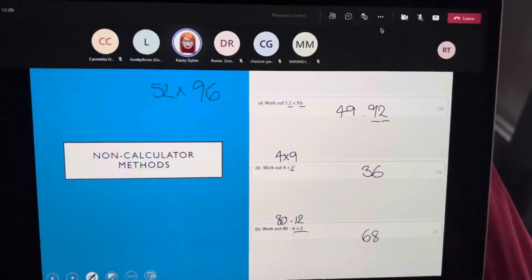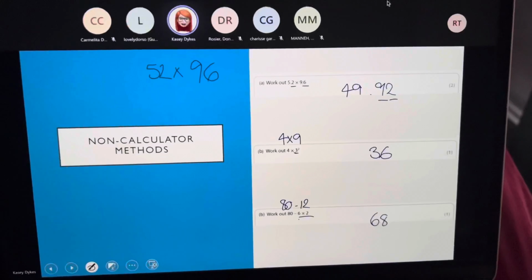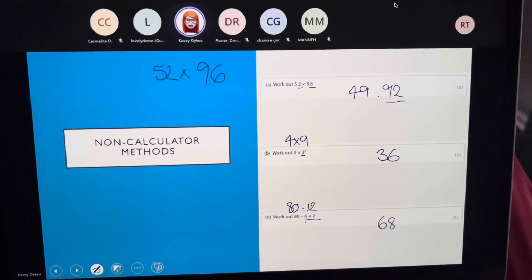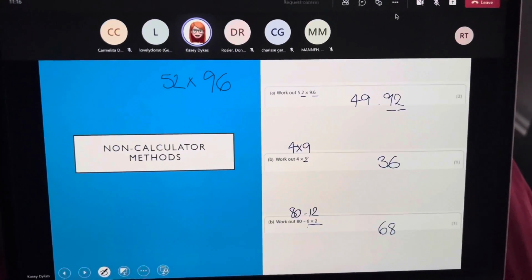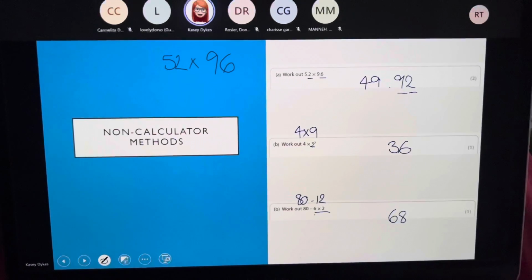I want you to be focusing on your methods. If you do want to practice any non-calculator stuff, you're very welcome to. But for the rest of the questions, you can use a calculator.